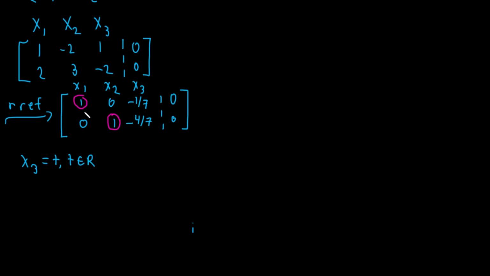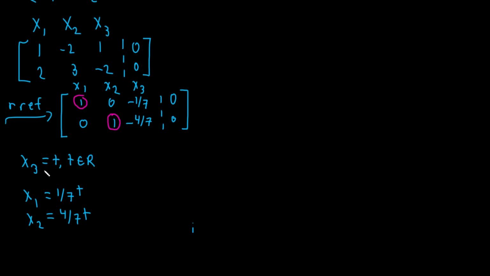x1, well, we're going to have minus 1 over 7 x3 equal to 0, so we can move that over to that side. So x1 is going to equal 1 over 7 t. x2 is going to equal 4 over 7 t. And like I said, x3 is just t. So we essentially set our free variable and found the solutions to our system of equations.